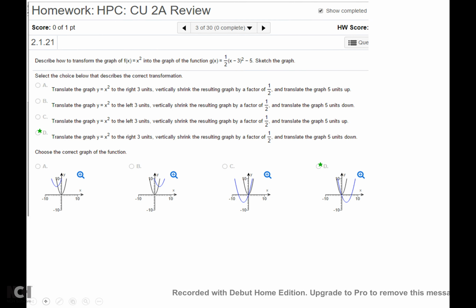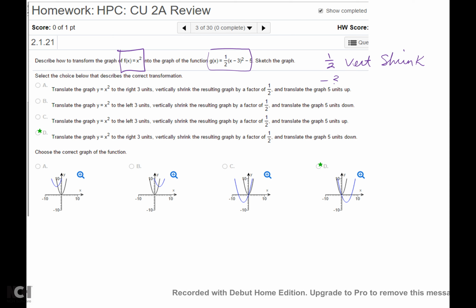Okay, it says describe how to transform the graph of the mother function of parabolas into this function and sketch the graph. Well, the 1/2, anything outside is a vertical move. So the 1/2 is going to be a vertical something. If it's multiplication, it's a stretch or shrink. This is multiplying by 1/2, which is going to shrink it. So it's going to be a vertical shrink of 1/2.